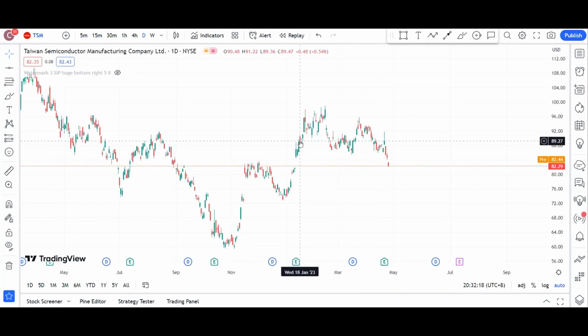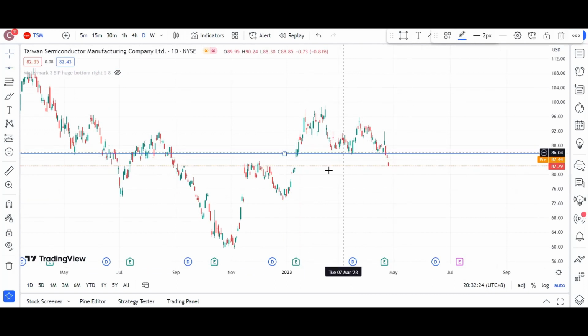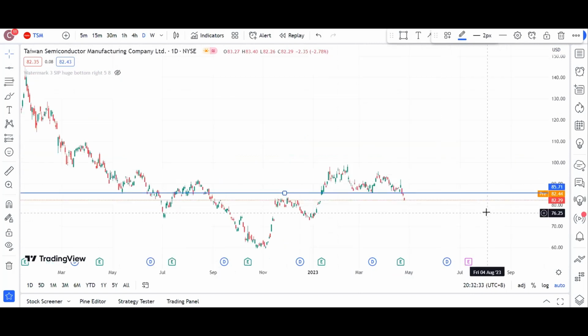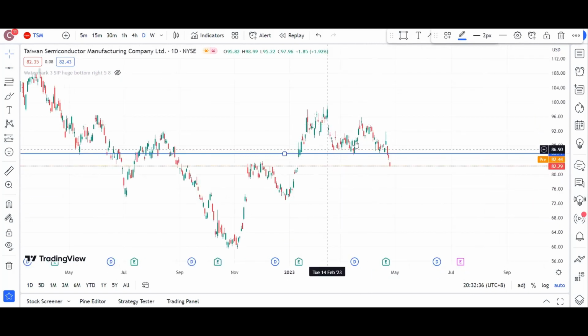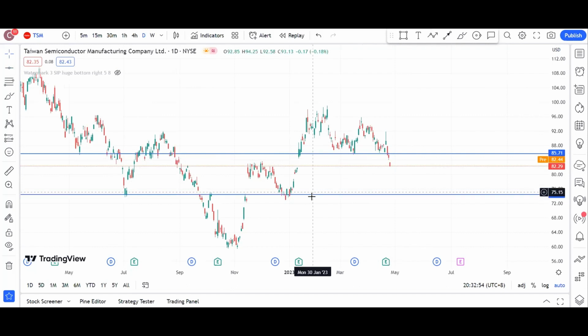For TSM, you realize that it has broken the previous demand, or what we call a support area, around 85, 86. And you will realize that it's already forming lower highs and lower lows. Given that for TSM generally, and not forgetting that yesterday price already went down, there's a very high probability that it will start to go down to tap somewhere around the 74, 75 price level.